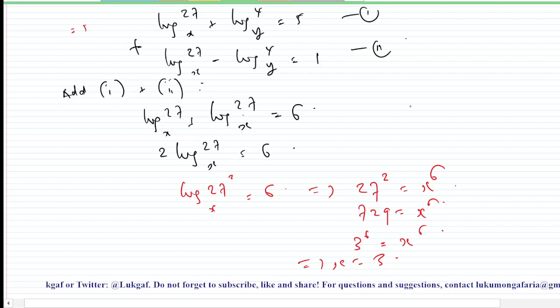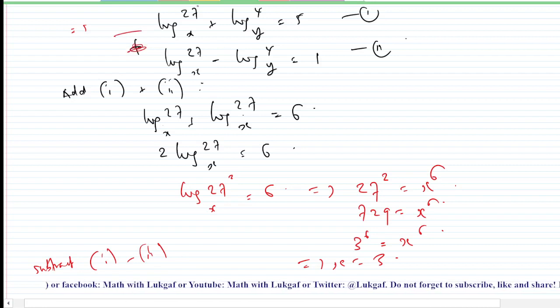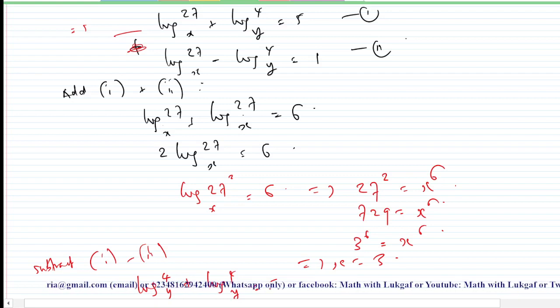You understand now? If that is clear, then for the second one, you know we added equation 1 and 2 together here. Let's say we subtract. You can say subtract equation 2 from 1, or 1 minus 2. So you can see if I subtract, instead of adding here, log 27 minus log 27, that's 0. Then I'm going to have log 4 base y. Minus times minus will give me plus plus. Log 4 base y is equal to 5 minus 1.